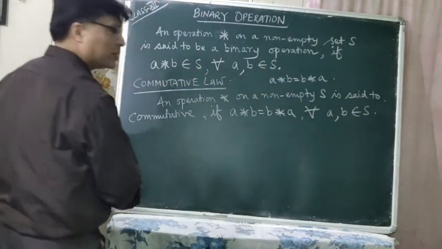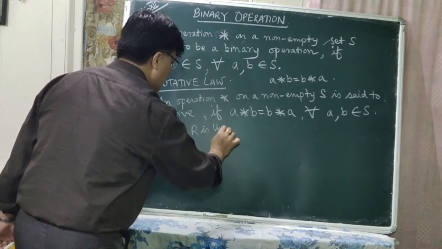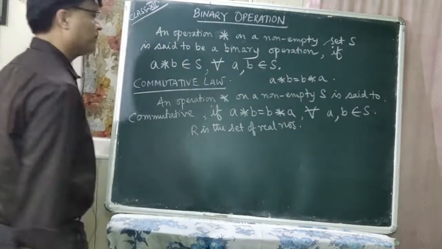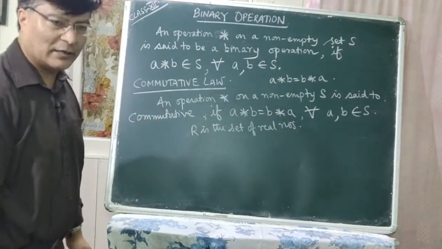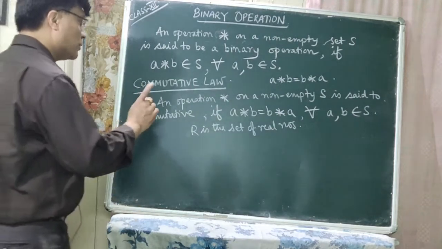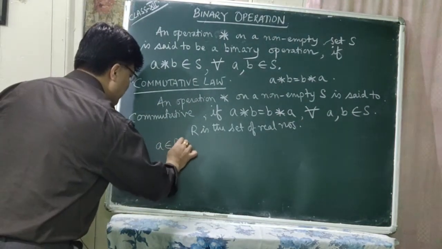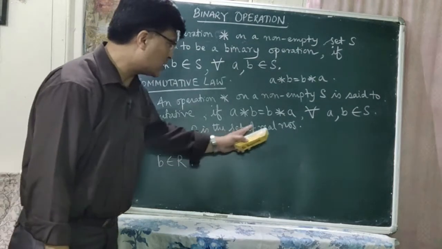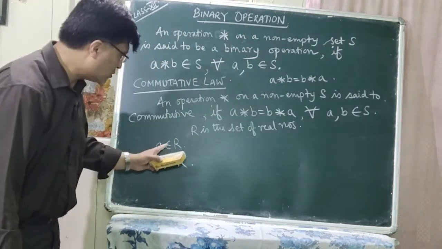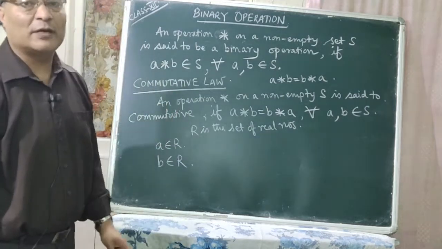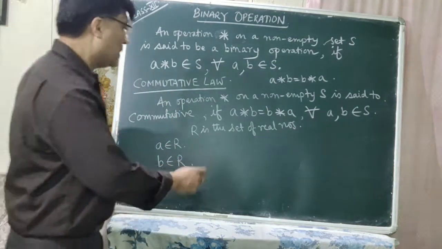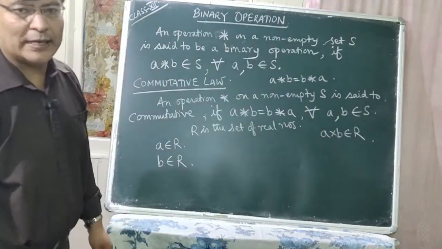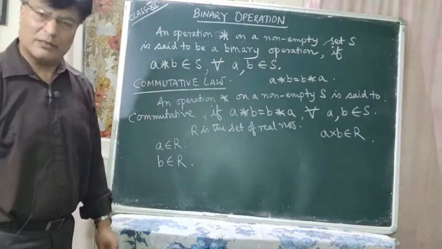Okay, as a next one, suppose R is the set of real numbers. Now you know that A belongs to the set of real numbers and B also belongs to the set of real numbers. Okay, now A into B also belongs to the set of real numbers.